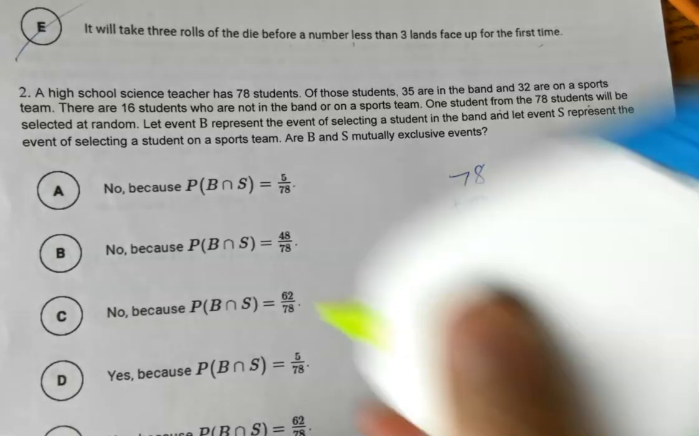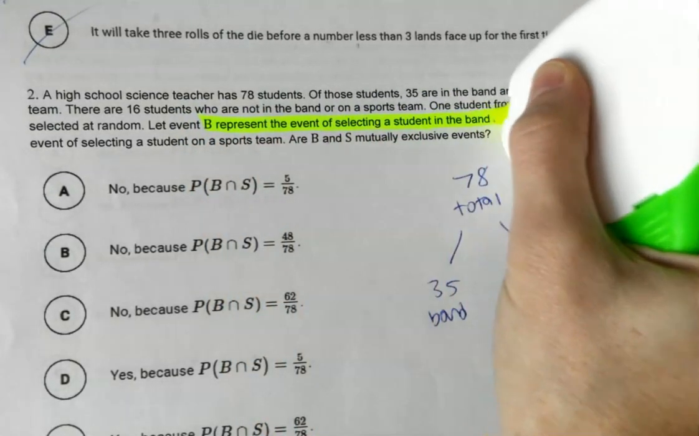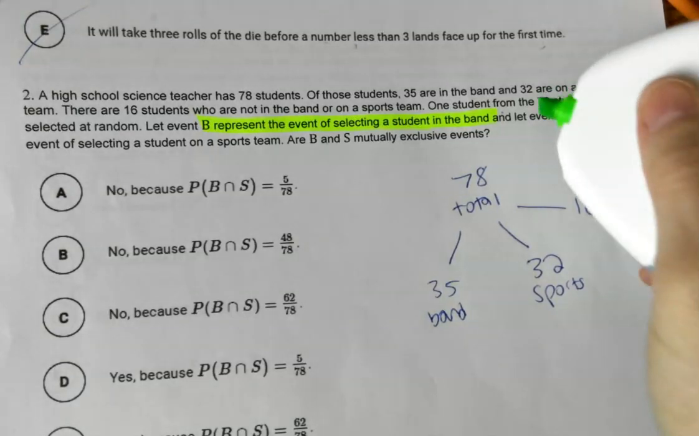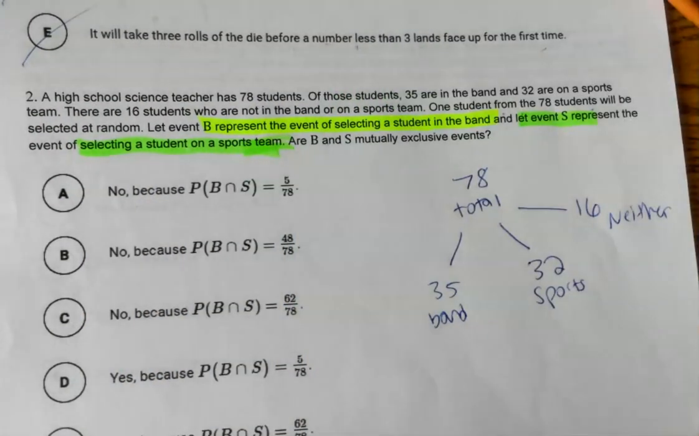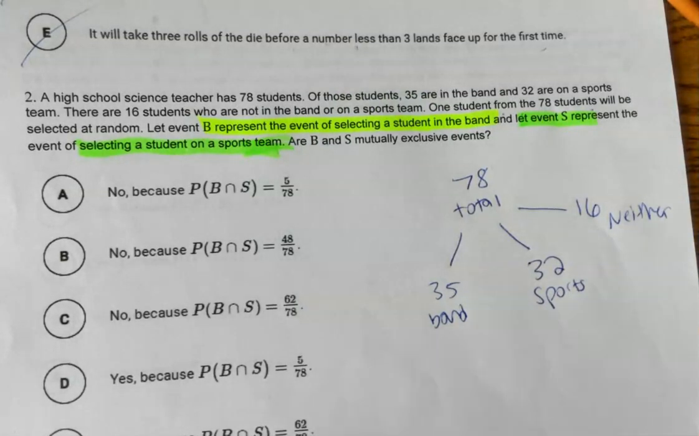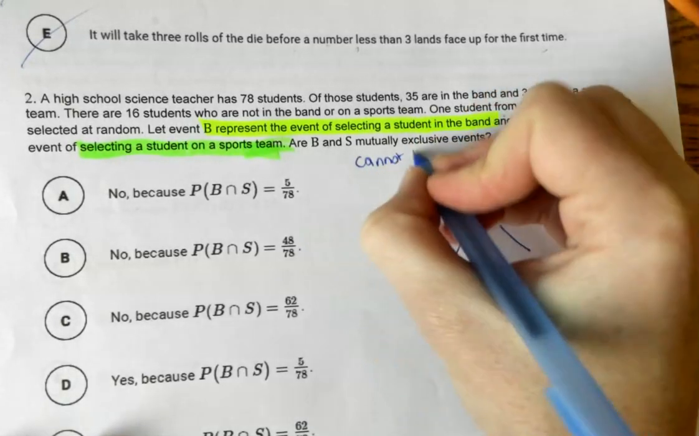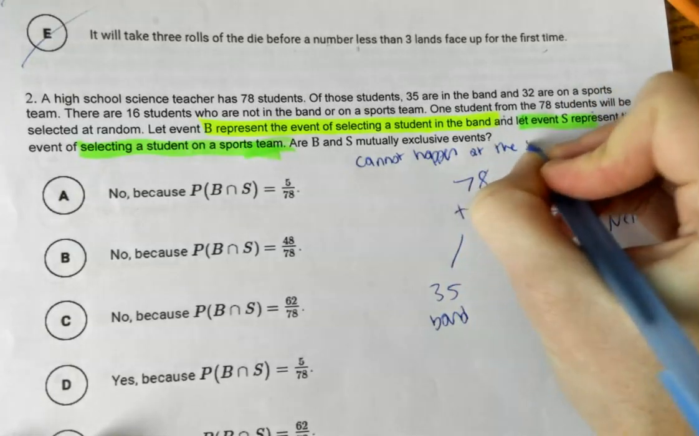All right, we're going to have B represent selecting a student in the band. And then we're going to let S represent selecting a student on the sports team. Are B and S mutually exclusive? All right, so that term mutually exclusive means they cannot happen at the same time. Cannot happen at the same time.